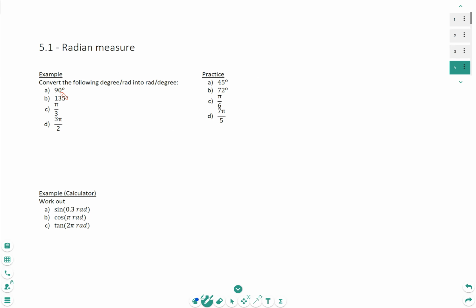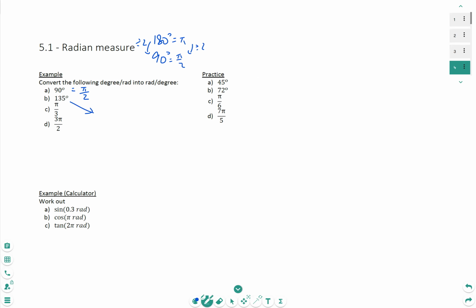So to convert 90° into radians, we know 180° is pi, so 90° is pi over 2. Or if you really want to do some maths, 180° equals pi. How do you work out 90°? Divide by 2 on both sides. That's pi over 2.